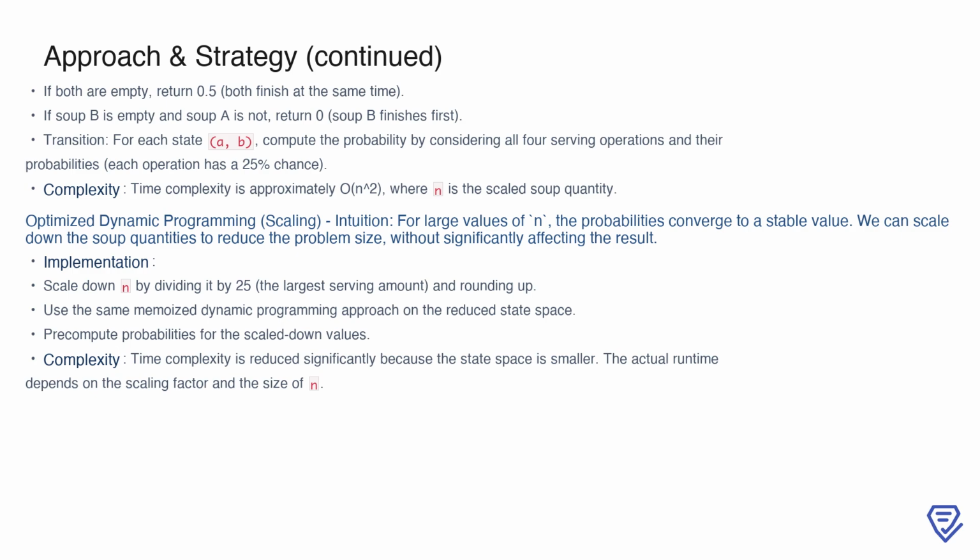The intuition here is that for large n, the probabilities stabilize and converge to consistent values. By scaling down the soup quantities, we can reduce the problem size without compromising accuracy. This involves dividing n by the largest serving size, which is 25 milliliters, and rounding up. The same memoized dynamic programming approach is then applied to this reduced state space, making the computation far more manageable. This optimization significantly decreases runtime, as the state space becomes much smaller, and the computational complexity is lowered accordingly.